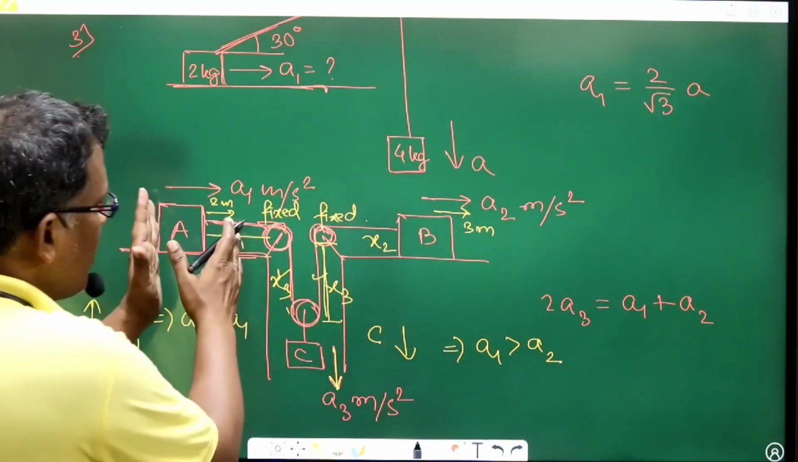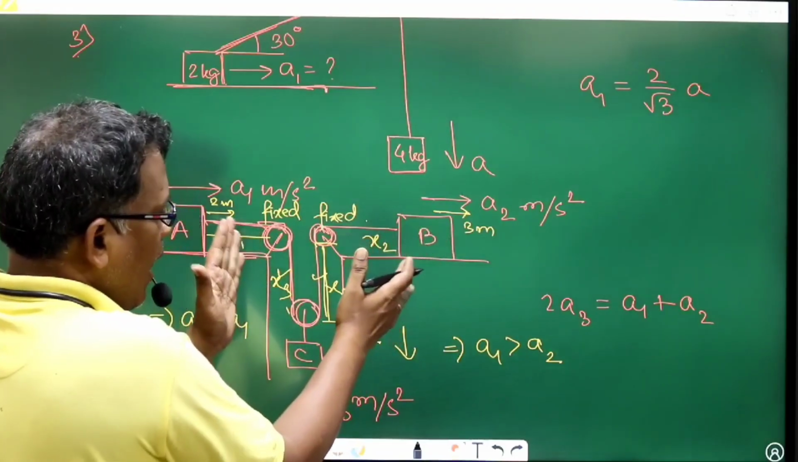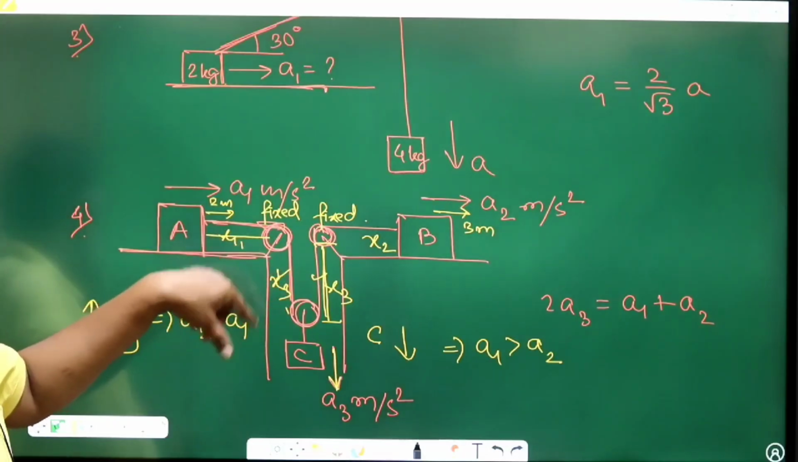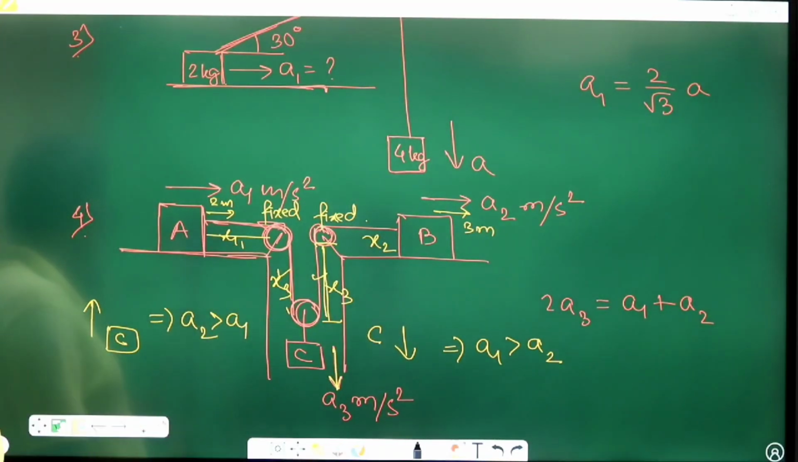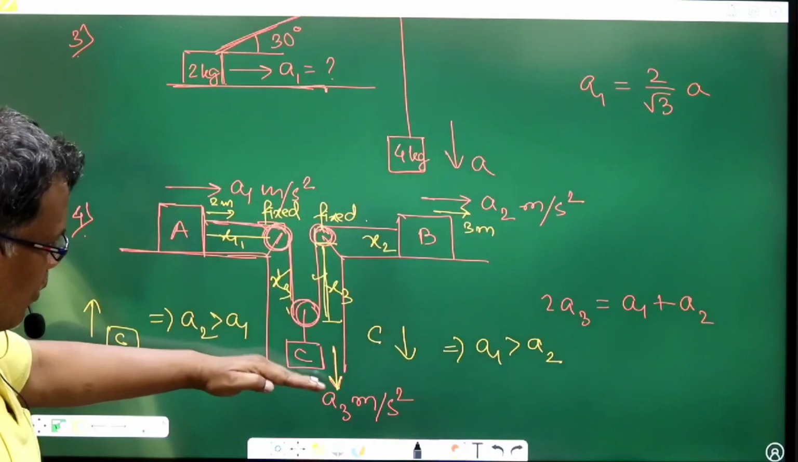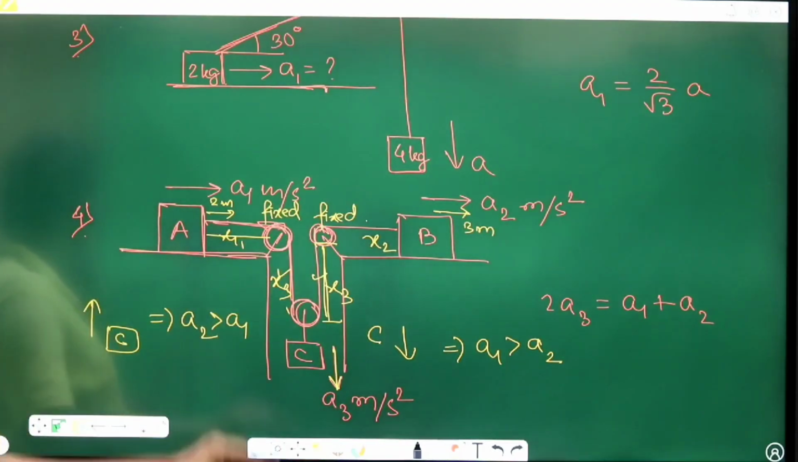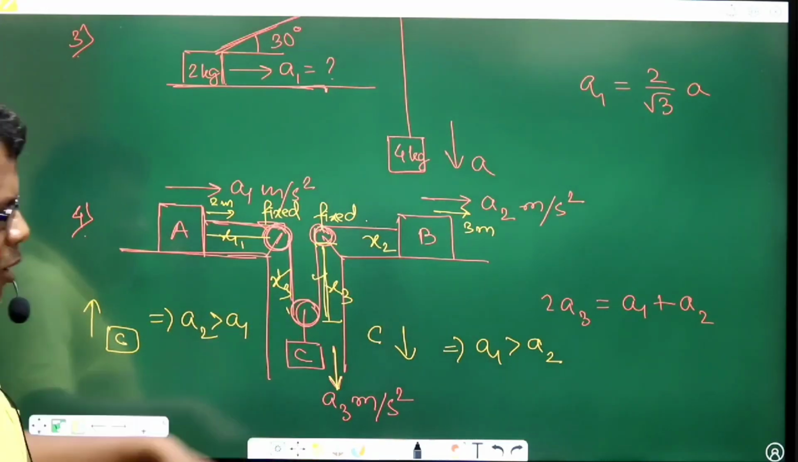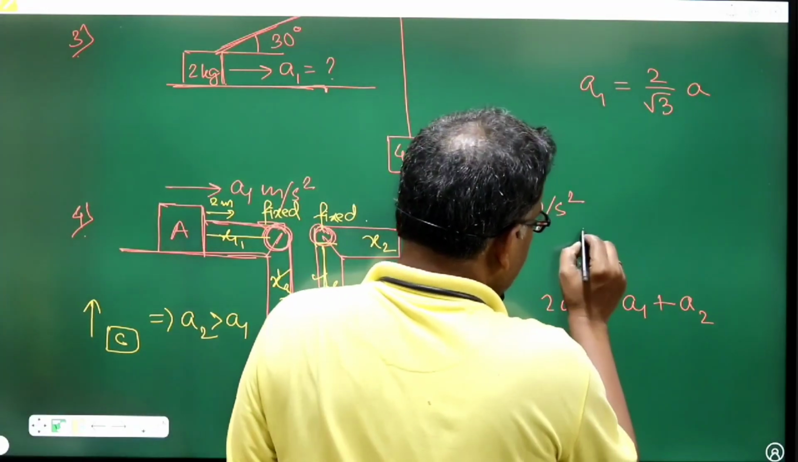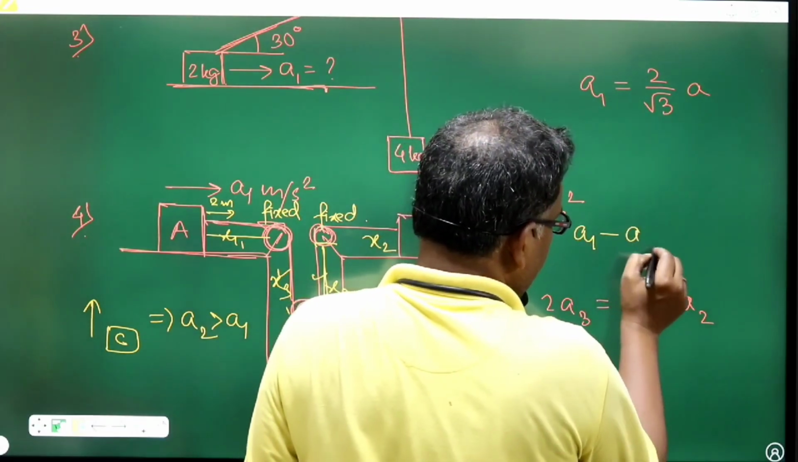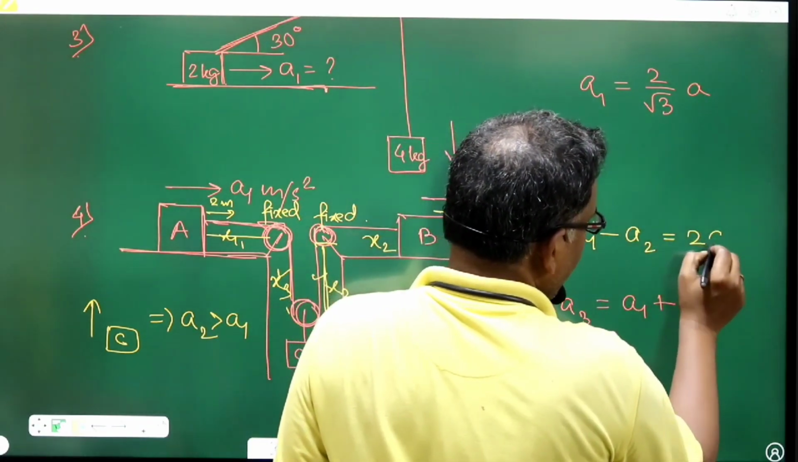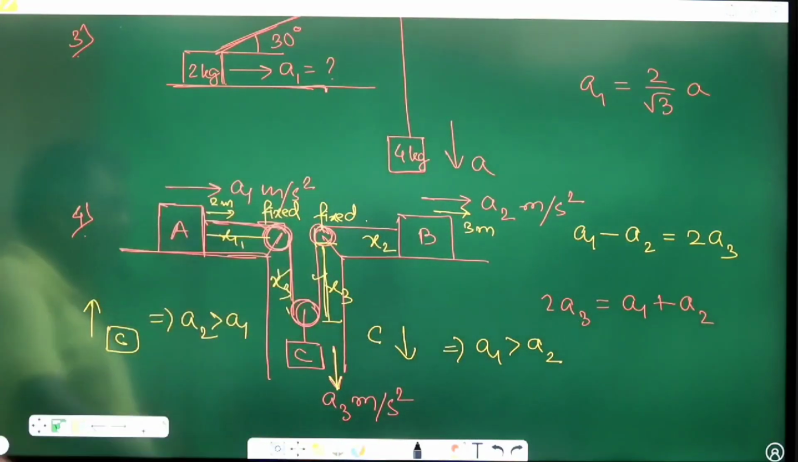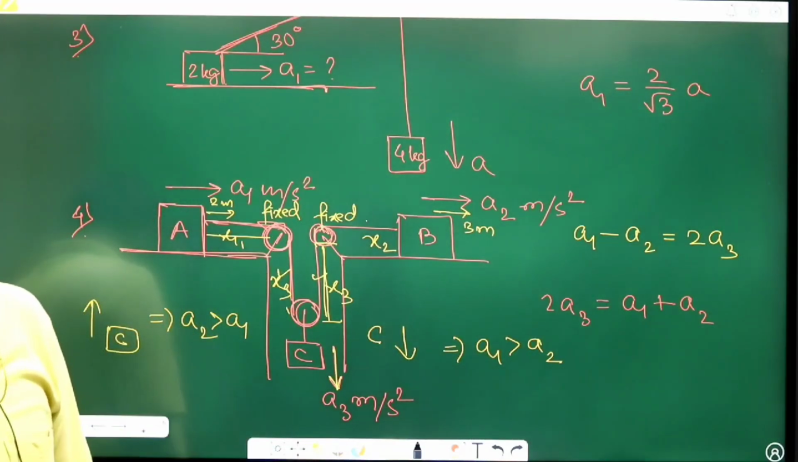So the total released will be A1 minus A2, and the twice of that released part will be A3. Because whatever the block C moves, it will pull equally on both sides. So the total free portion of the string will be twice the movement of this. So the total change or released length, A1 minus A2, will be twice of A3. Got it? So that will be the relation. Had A3 been going upward, then this relation would have been A2 minus A1 is equal to twice of A3. Is that clear?